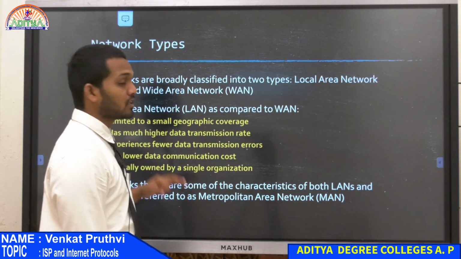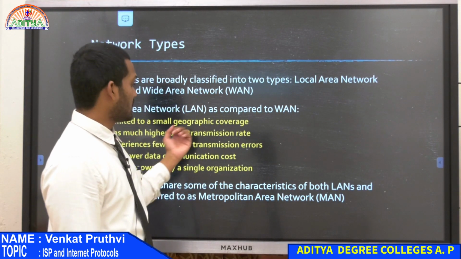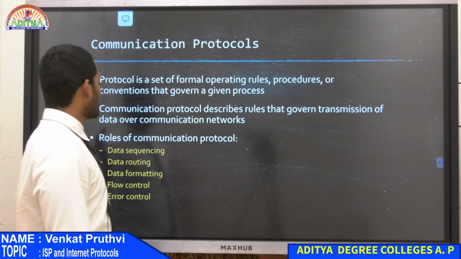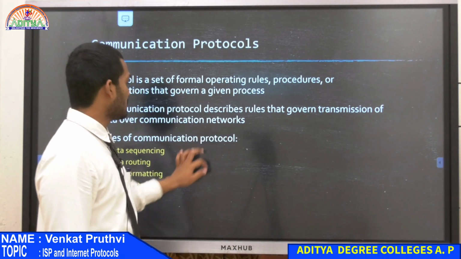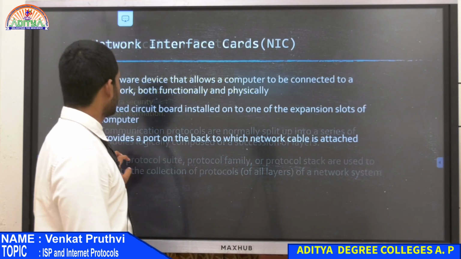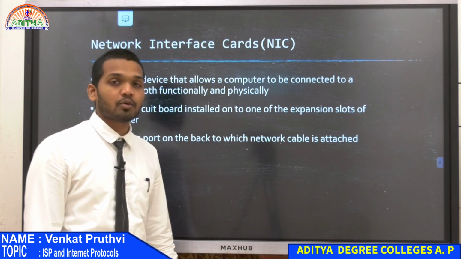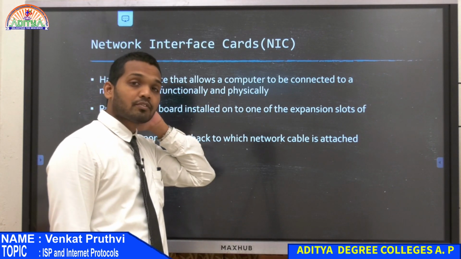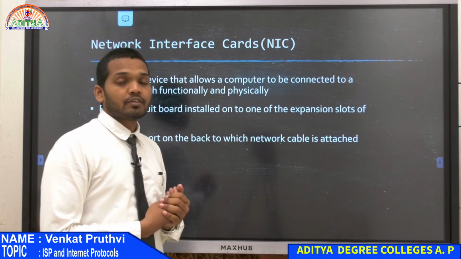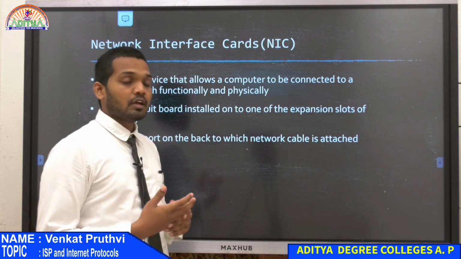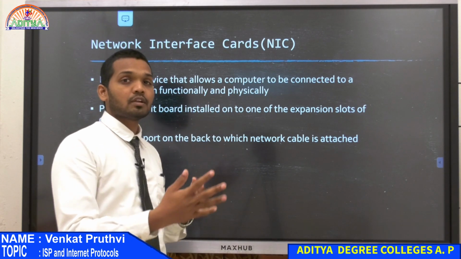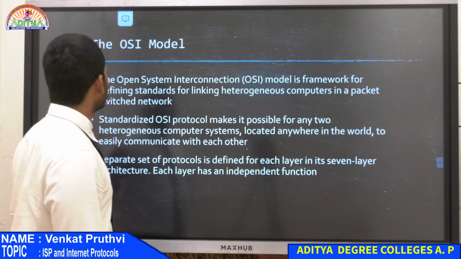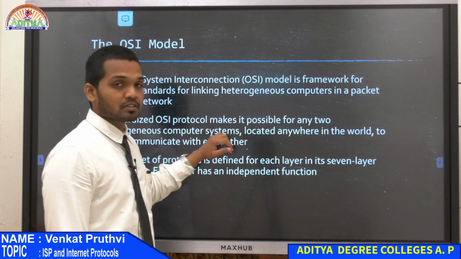And then we were talking about the network types, LAN, WAN, MAN, what these are and how they have their own properties. And then we were talking about the communication protocols and their roles. After that we were discussing network interface cards, how important they are, and what this hardware gives us, like what role the network interface card plays while connecting to the internet, as it is the medium which helps the computer connect with the cable that is coming over the internet.